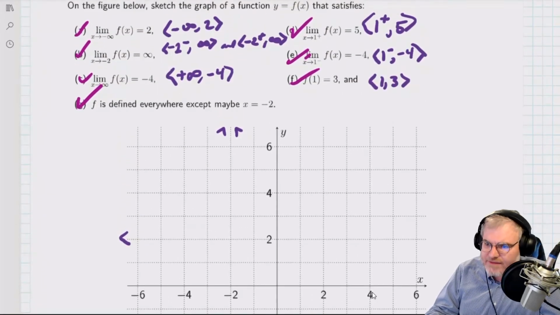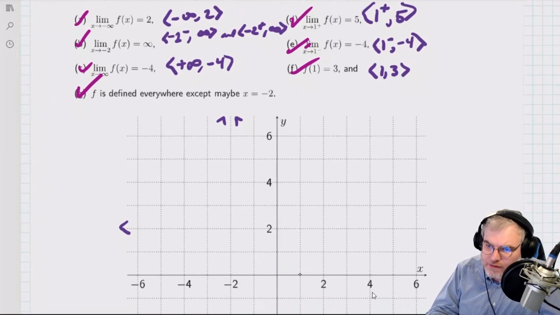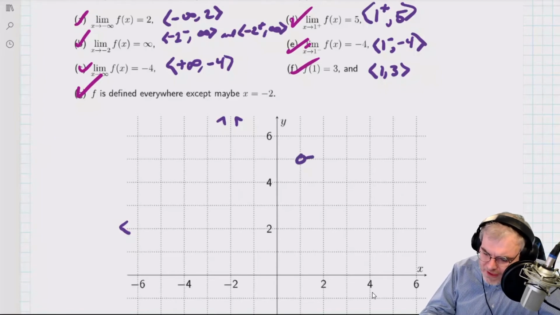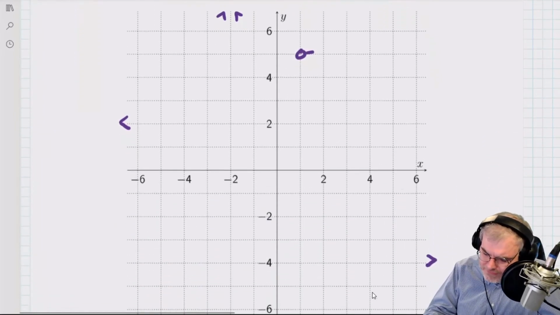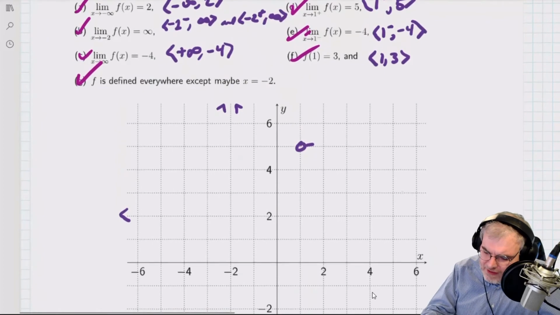One right, 5. So I'm going to come over here and go to 1, 5. I'm going to draw an open circle, and give it a right tail. One left, negative 4. I'm going to do the exact same thing. And then 1, 3.